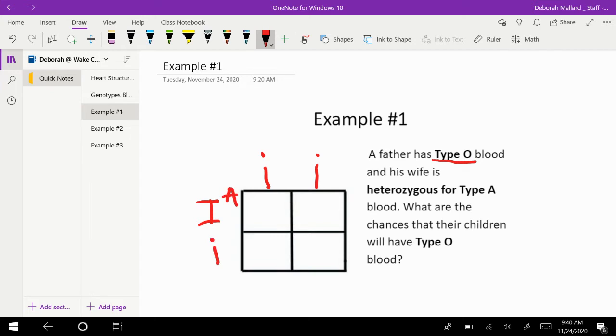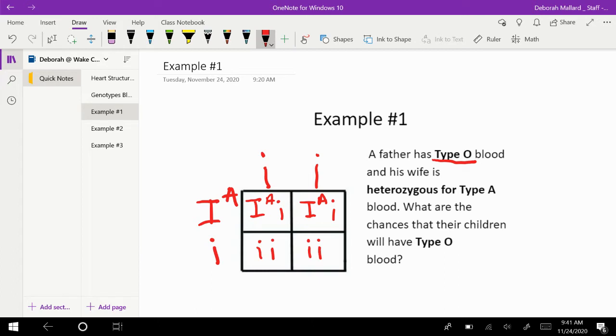Now that I have my Punnett square set up, my next step in the process is I actually have to go in and fill in my Punnett square. And so that's what I'm going to do right now. I'm going to go ahead and fill in all of my boxes.